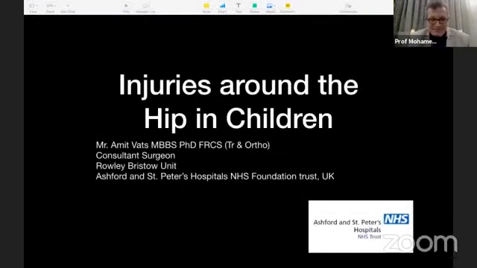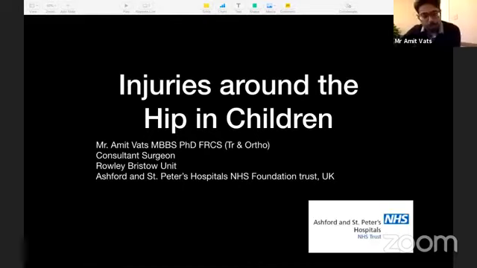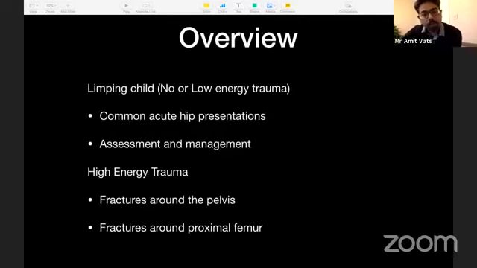So I'm going to be talking about injuries around the hip in children. To give you an overview about what we are going to be discussing, I'm going to be talking about the limping child, as this is probably one of the commonest presentations that a child presents to, and that's usually a problem around the hip. We'll talk about common acute hip presentations, assessment and management of these problems.